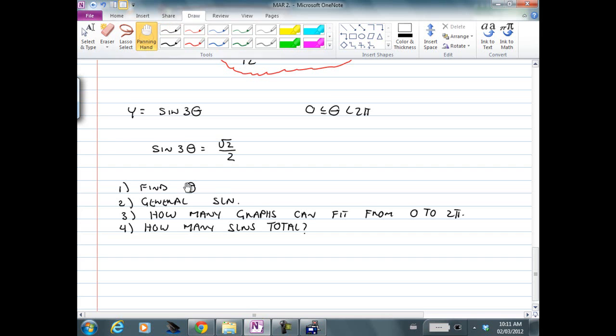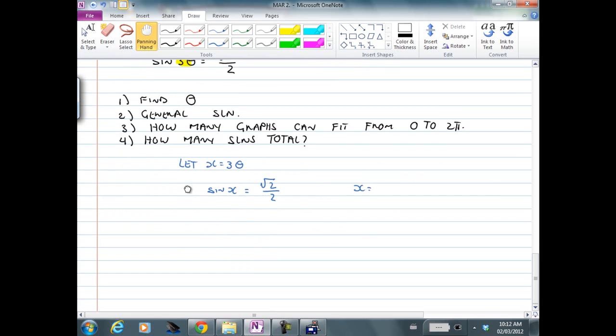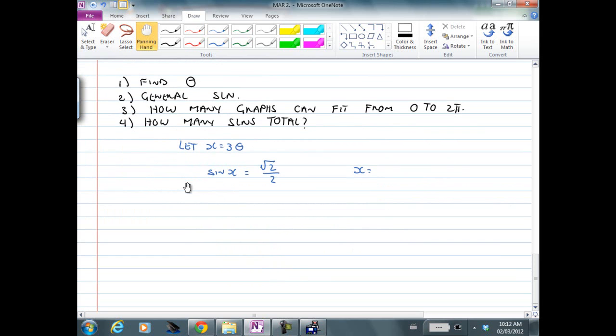Now, I see 3 theta, and I don't like it because it's so nasty. I'm going to create a let statement. Let x equal 3 theta. So now this becomes sine x equals root 2 over 2. Guys, gals, just solve for x like you normally did a couple of days ago. No tricks to this question whatsoever. Randeep, what's your x value going to be? Pi by 4, and 3 pi by 4.